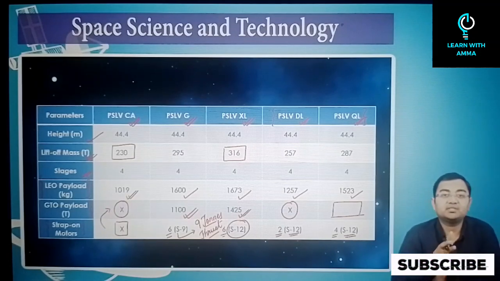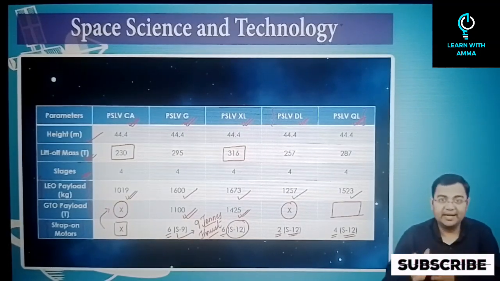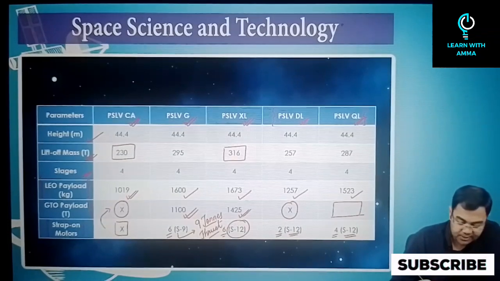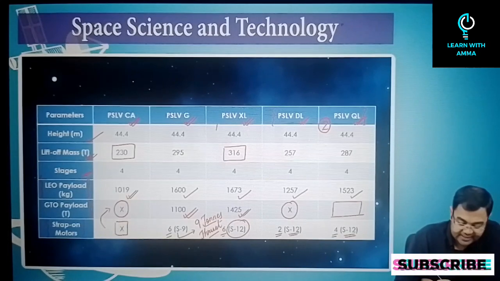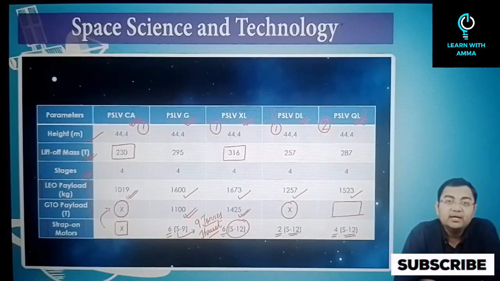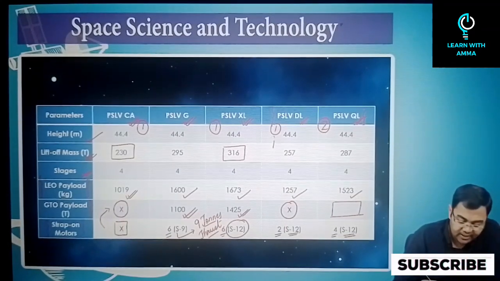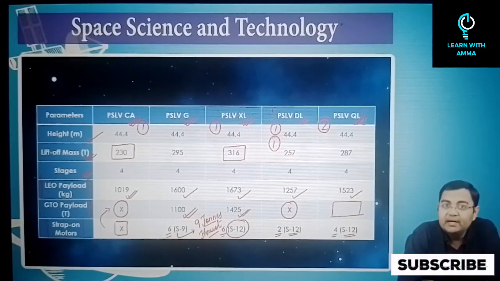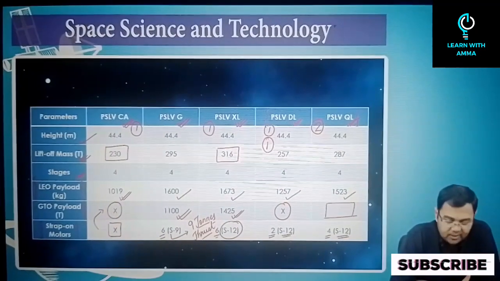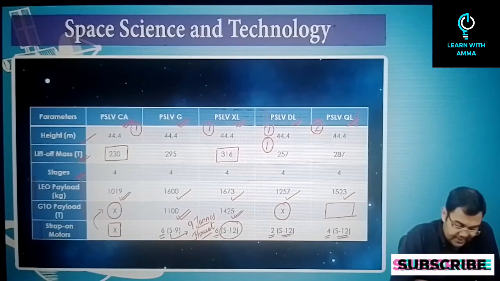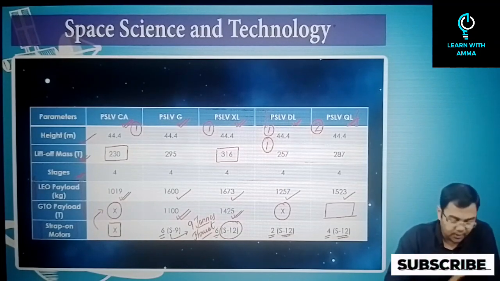So the latest launches that have been happening in 2019 and 20, we have seen that in 2019 there were two QL launches that happened. There was one XL launch, there was one CA launch, and there was one DL launch that happened. And in 2020 we did not see a lot of launches happening. There has been only one launch that has happened for the DL variant. Because of the pandemic situation in 2020, we did not see a lot of new launches happening with these launch vehicles. So this is what you have in PSLV.